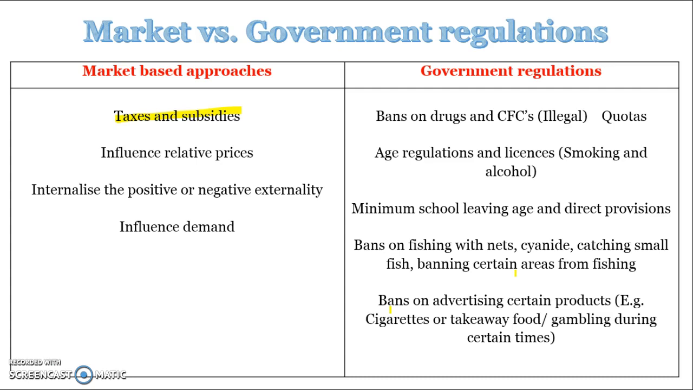You can't advertise takeaway food during times where students are most likely to be watching TV, so like between 4 and 5. So government regulations are when we tell people exactly what they can and can't do through banning products or through regulating the markets or ensuring they have to use things or fines, where market-based approaches are things that influence demand and supply like taxes and subsidies. So it's important that you know the distinction between the two.